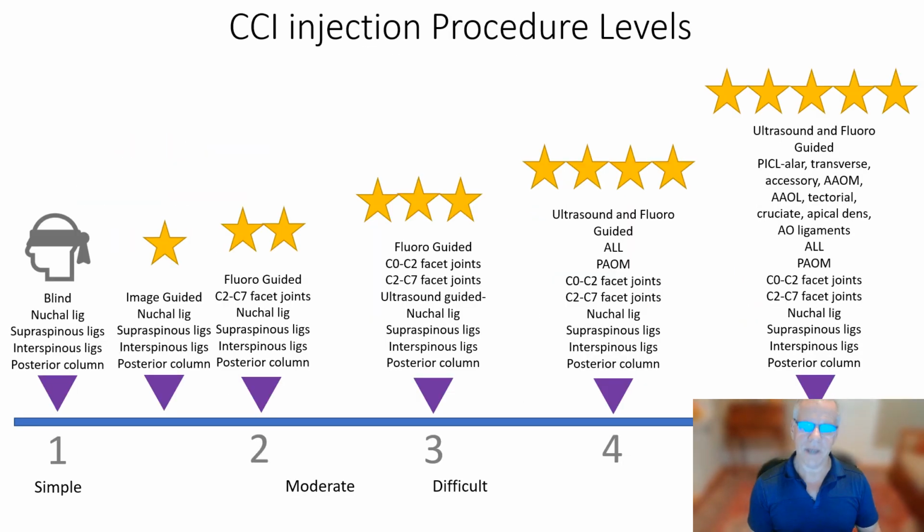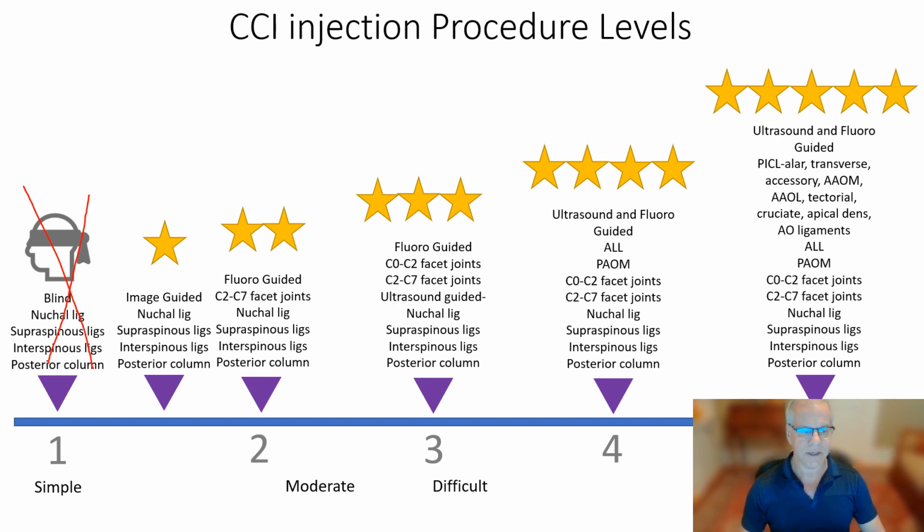Now, before we get into these specific types, let's talk a little bit about injection procedure levels, because remember, we have to target the specific involved ligament if you're going to get better. And our ability to target that specific involved ligament gets better and better as I go from a level 1 procedure to 2 to 3 to 4 to 5. So right off the bat, blind injections without ultrasound or x-ray, what's called fluoroscopy guidance, should not be done at this point in time. So we're only going to be talking about image-guided injections.